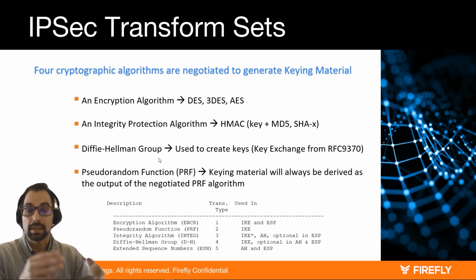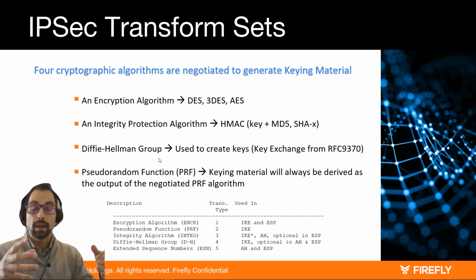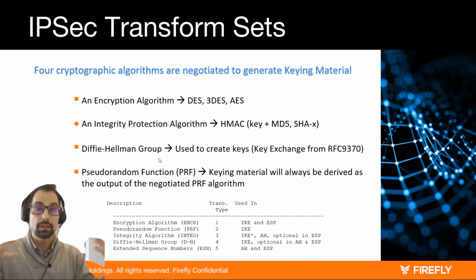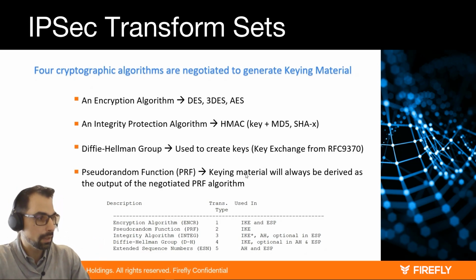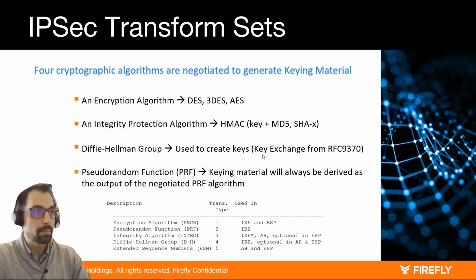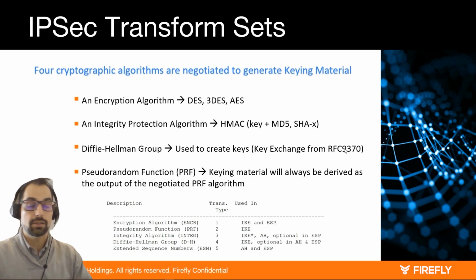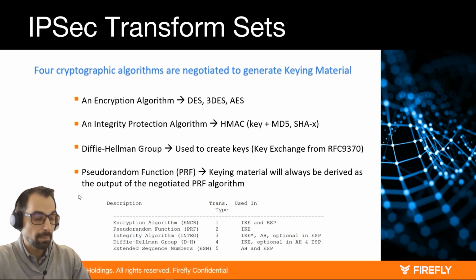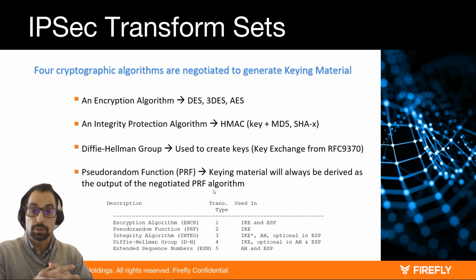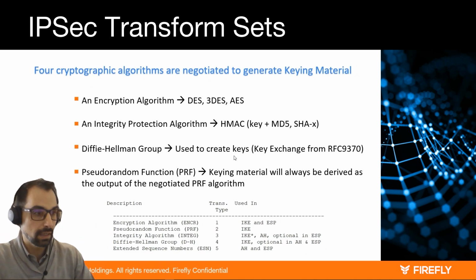This is a great mathematical function that allows us to create private or secret keys by exchanging public keys, for instance, on the internet. We're going to see a little bit how they work. By the way, these are renamed as key exchanges from RFC 9370, so the idea is that we can use a different algorithm, not just Diffie-Hellman, to do this. And finally, this pseudo-random function is also negotiated during those security associations, basically to make sure that those keys that we negotiate are unique and just for that specific session.